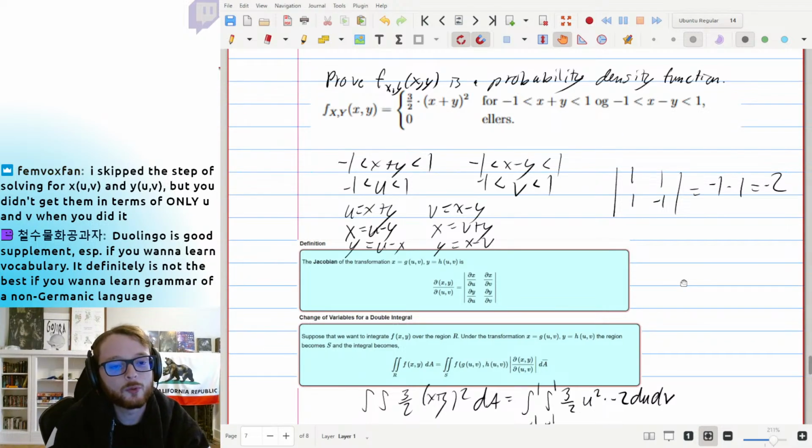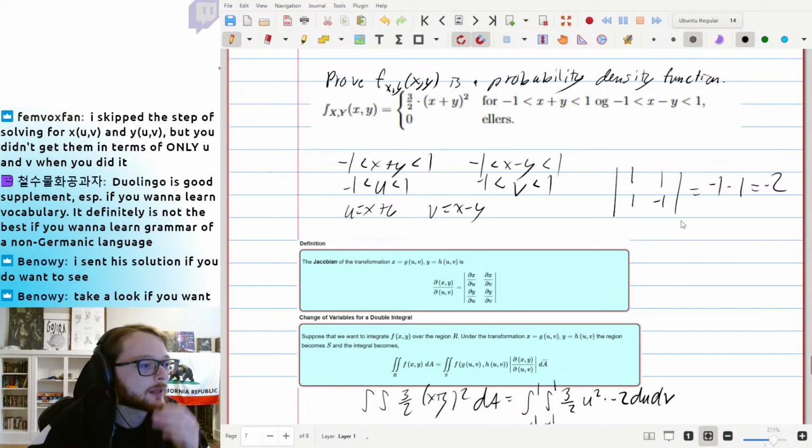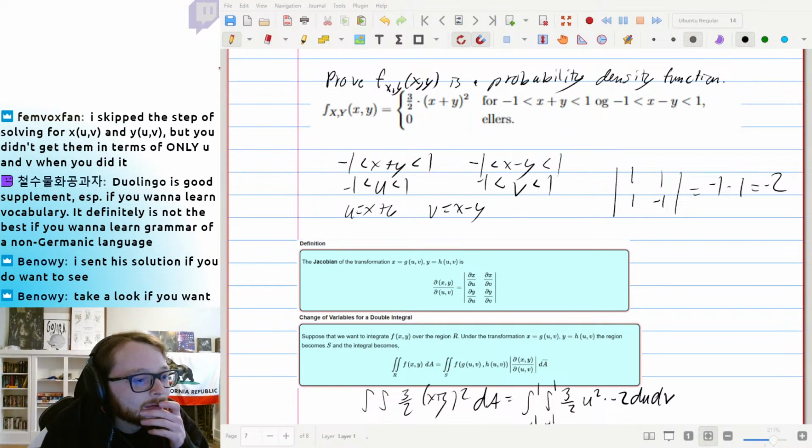Oh, you have to get, okay, so what I was doing here wasn't right. Sentence solution. Yeah, let's see then. I imagine he does not use the Jacobian, that's why it's more complicated.